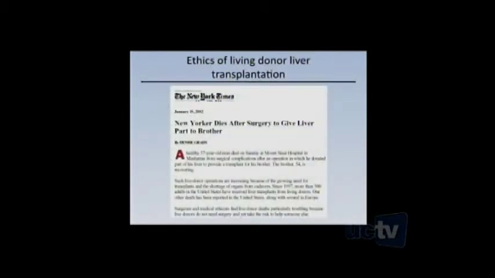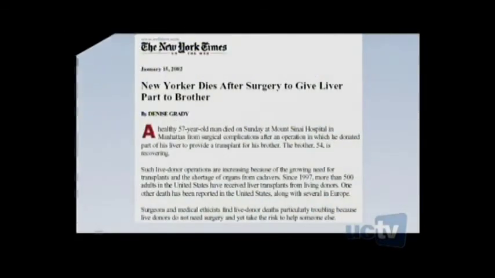Now this is the problem. There was an individual in New York who gave his right lobe to his brother. The recipient was a doctor. The donor was a reporter. And the recipient did fine. The donor, however, died 3 days after donating his liver, and his wife tried to shut down every live donor liver program, every liver transplant program in the United States, despite the fact that she had heard about the possibility of death being a complication.